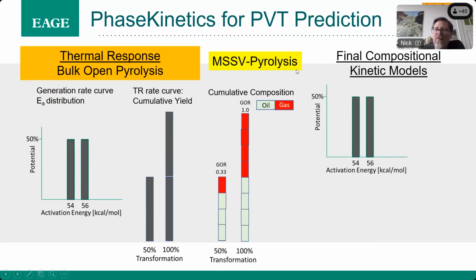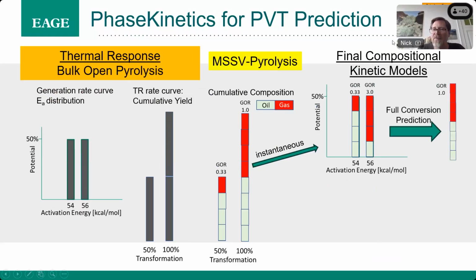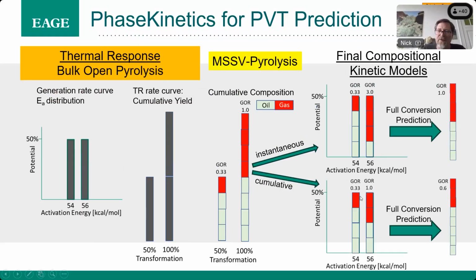Now, for populating the kinetic models, we have to use the instantaneous composition, meaning we populate the first potential with the cumulative composition because there's no lower transformation potential, but the second 50% potential has to be populated by higher GORs. So 3 gas units and only 1 oil unit, because that is the difference between this cumulative composition and that cumulative composition. Now, for full conversion in the kinetic model, this would again lead to a GOR of 1.0. Using cumulative compositions, so a GOR of 0.33 or 1.0 at the second potential, would lead at full conversion to only a GOR of 0.6.